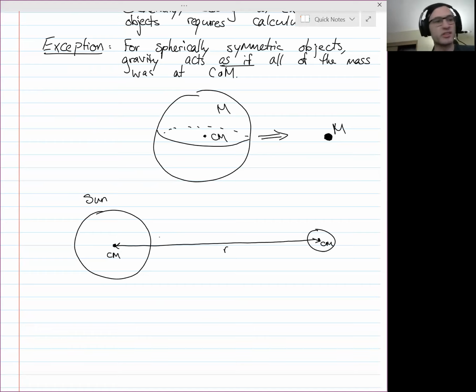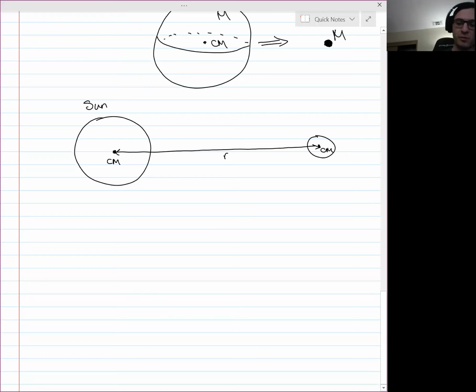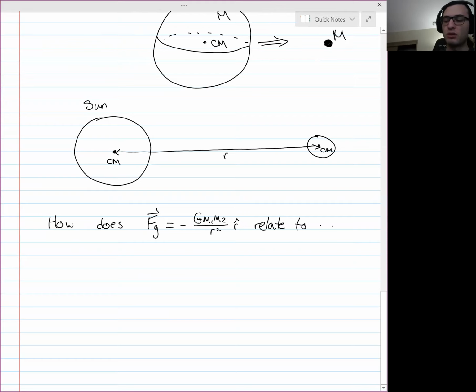So, okay, that gives us something. And now we should sort of have the tools to figure out what's going on with gravity on Earth. So let's do that. How does the force due to gravity, and actually we can just write the vector notation, being equal to negative G m1 m2 over r squared in the r hat direction, relate to the formula that you've been using, which is just mg?